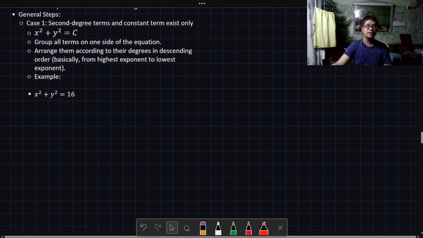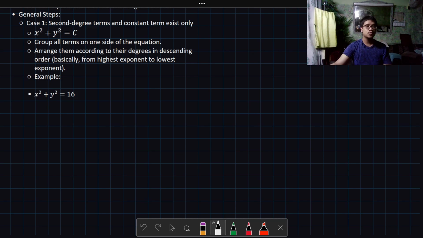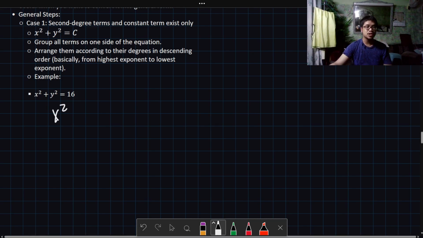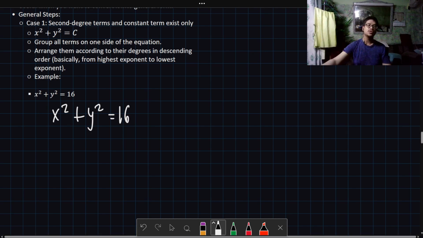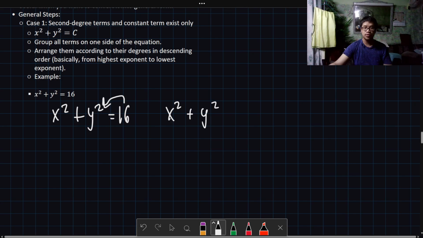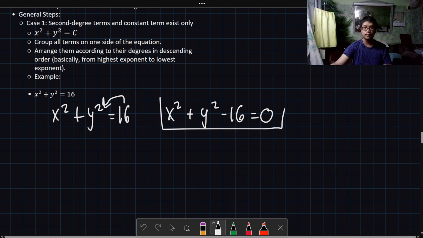For example, I have x squared plus y squared is equal to 16, right? So if you see this, all you need to do is just group all terms on one side. So in my case, I'm going to group 16 to the left. If I put 16 to the left, it will become negative. Hence, I will have x squared plus y squared minus 16 is equal to 0. And we're good to go. That is so easy to do.